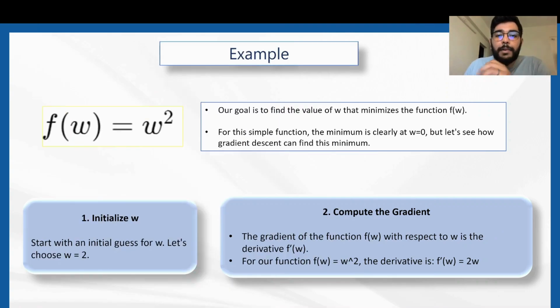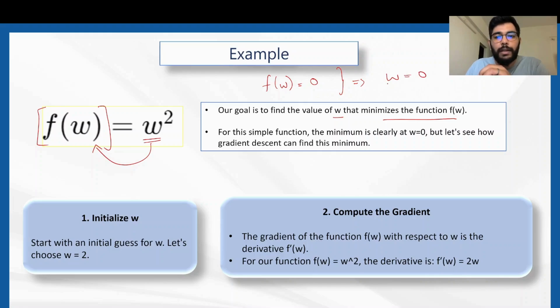The objective of this particular example is to find the value of w such that it minimizes the function f of w. That is, we want to find the value of w such that this particular loss function f of w gets to a minimum point. Since this is a very easy function, we can see clearly that f of w's minimum value will be 0 and it will be achieved only when w is equal to 0. Let's try to see how we reach this particular point using the process of gradient descent.